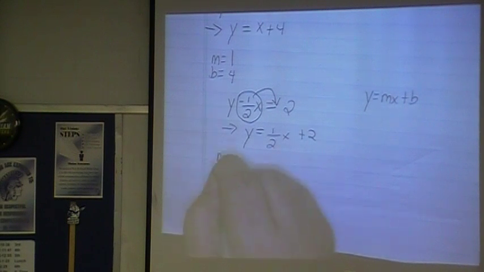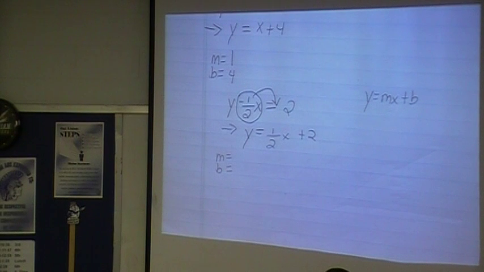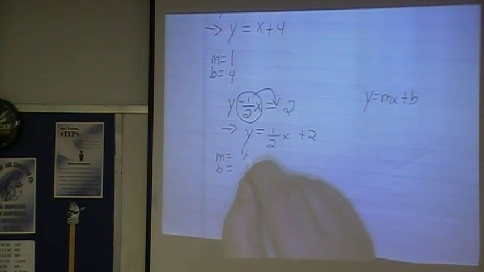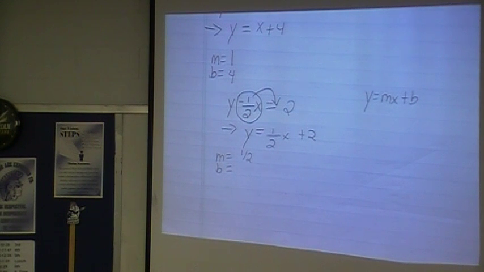Now I can find my m and I can find my b. What is my slope? What is my m? 1/2, very good. What is my y-intercept? What is my b? 2, very good. This is not hard. It's really not hard, is it? Look, all we're doing is moving something and changing the sign. That's it. That's all we're doing.